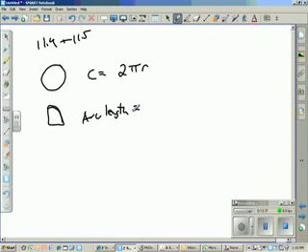Now, does someone remember what I do to the circumference formula to get the arc length formula? Because I'm only trying to find a fraction of the whole thing. It depends on the problem. It depends on how big of the circle you want to try to find. So it's not always divided by 4, but it's always x over 360 times 2 pi r.